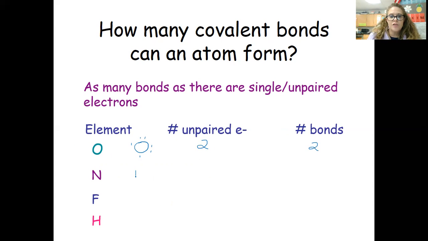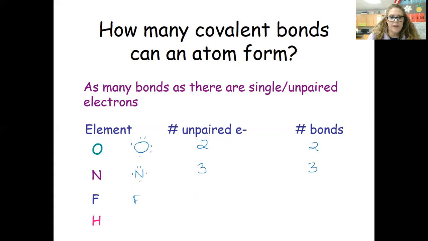Now let's take a look at nitrogen. Nitrogen has 5 valence electrons. 1, 2, 3, 4, 5. How many open spots? Unpaired electrons. There's going to be 3. So nitrogen needs to form 3 bonds to have a stable electron configuration.